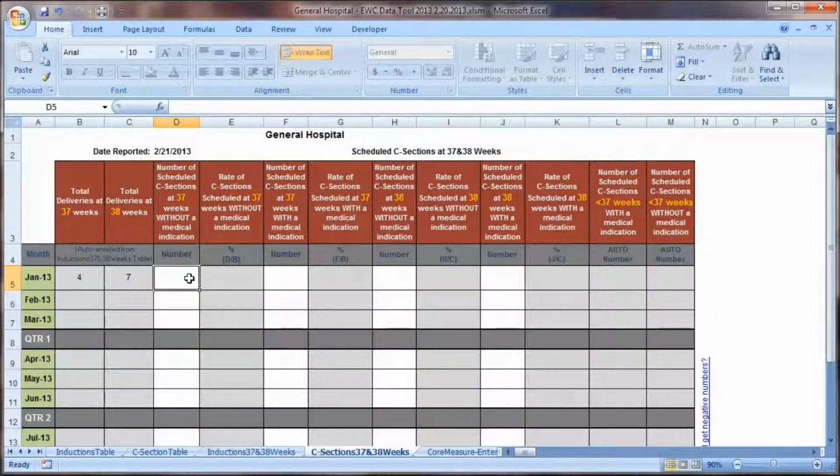Continuing to the fourth sheet, the C-sections at 37 and 38 weeks, we fill in the same information regarding scheduled C-sections.